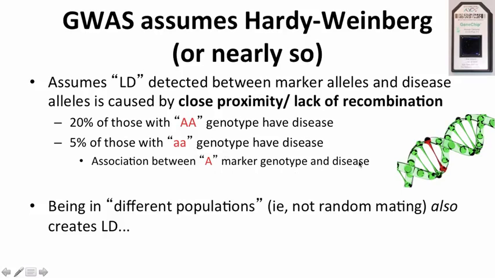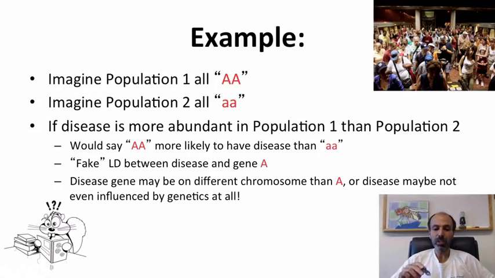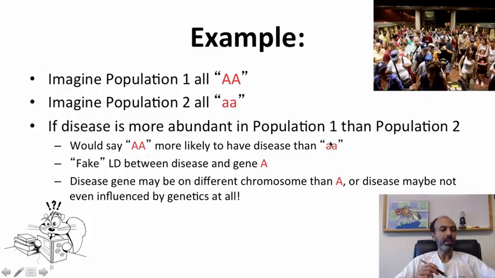But just being in different populations also causes linkage disequilibrium. Let me give you an extreme example to illustrate this point. Let's imagine that in population 1, every individual is big A. Just that simple. Imagine in population 2, every individual is little a. And let's say that a disease is a little bit more abundant in population 1 than in population 2. Would you say that big A individuals are more likely to have the disease than little a individuals? The answer is yes, you would say this, just the way I laid it out.